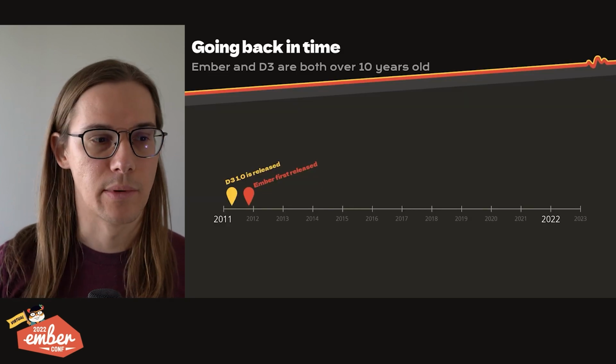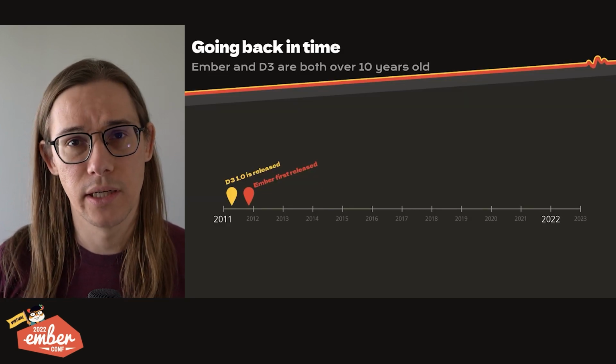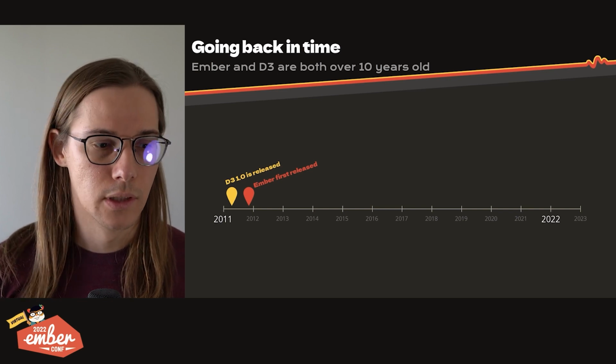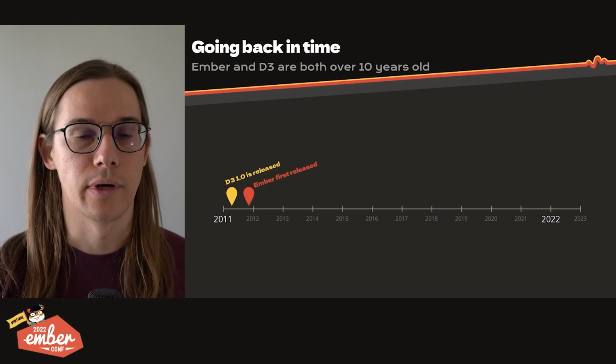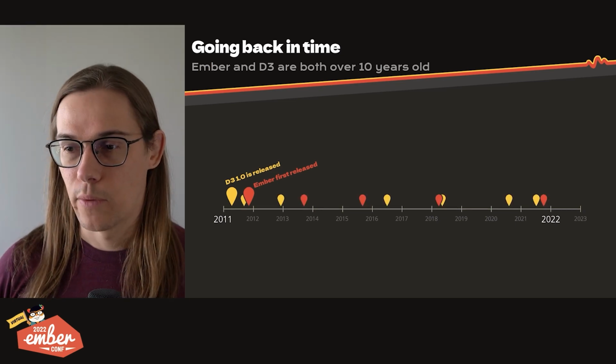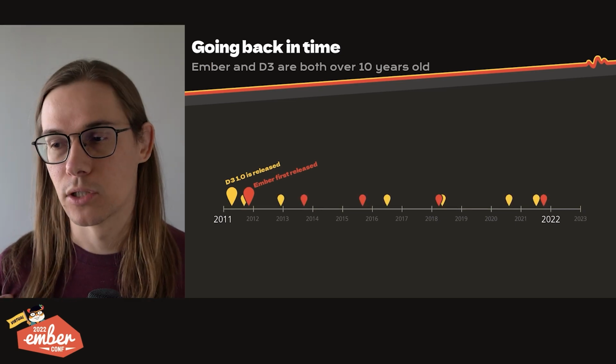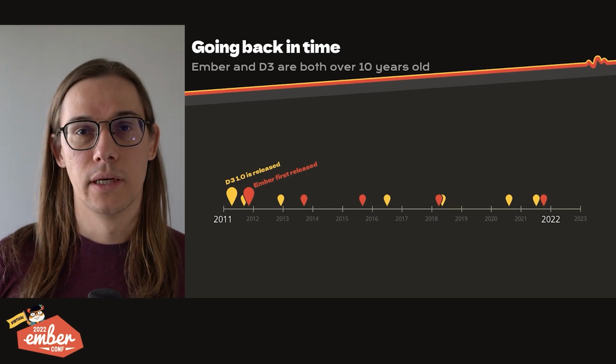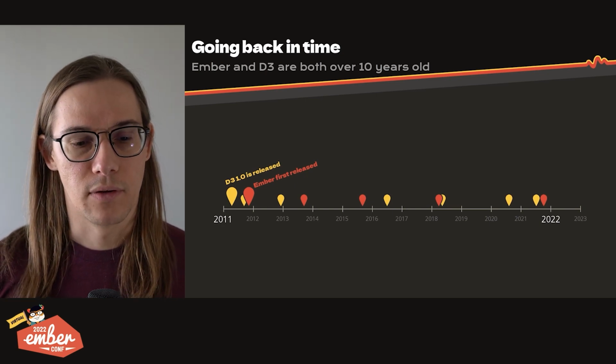But first I want to go back in time a little bit and recognize that Ember and D3 are both over 10 years old. Both of them released initially in 2011. And of course, the web has changed a lot over this period of time. The way we write, the way we package, the way we deliver our JavaScript code has all evolved. And also what users expect from the web has evolved with it.